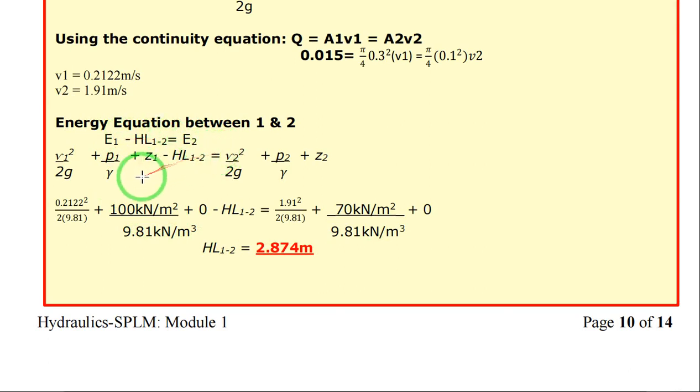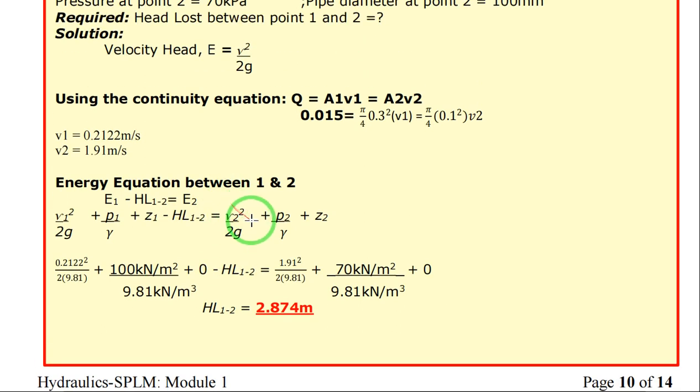So, the energy at point 1 will be V1 squared over 2G plus the pressure head P1 over gamma plus Z1, equals the velocity head at point 2 plus P2 over gamma plus Z2 plus the head loss from point 1 to point 2. You transfer this one to your right side. Okay? Wherein Z1 and Z2 again is equal to 0.